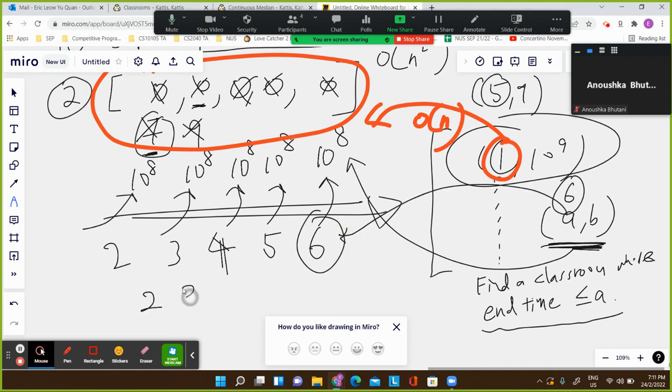But if you only have 2, 3, 5, 8, for example, and A is 6, then you want to place A inside the 5, because 5 is the available classroom where you can place A, B inside, and 5 is also the largest possible value. So this idea is a tree map or tree set. Basically you have a balanced binary search tree that allows you to obtain the next smallest value from 6.